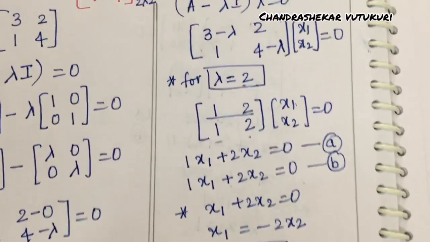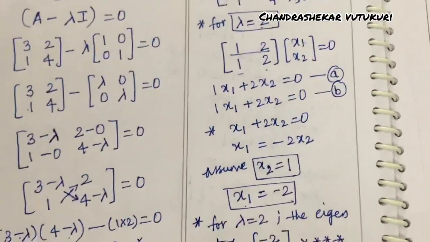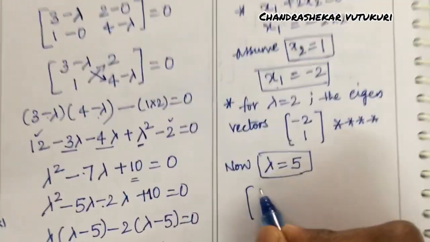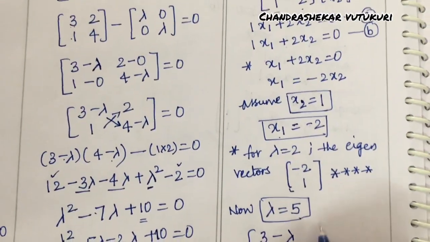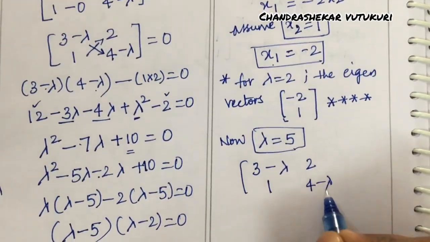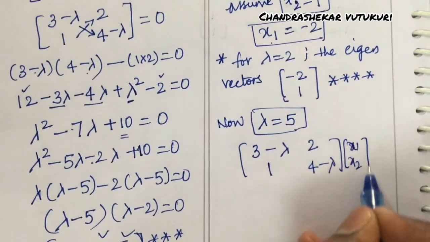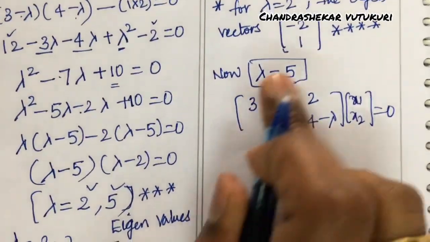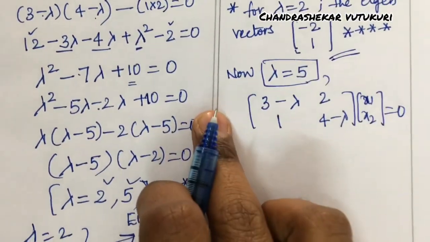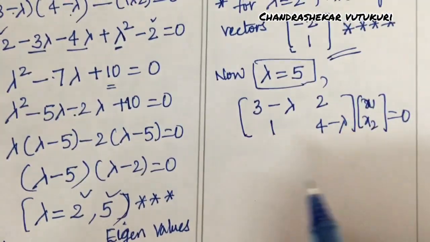Now, what I am going to do again here is take the same matrix into consideration: 3 minus lambda, 2, 1 and 4 minus lambda, into x1 and x2, equals 0. Now, substituting lambda equal to 5. Till here we got for lambda equal to 2. Now, we are working for lambda equal to 5, the eigenvectors, dear students. Hope you are catching my point.